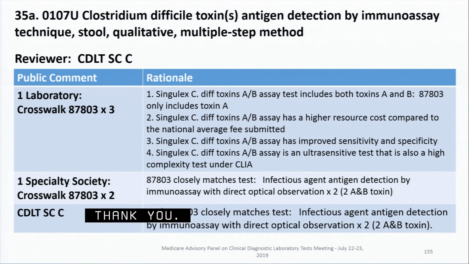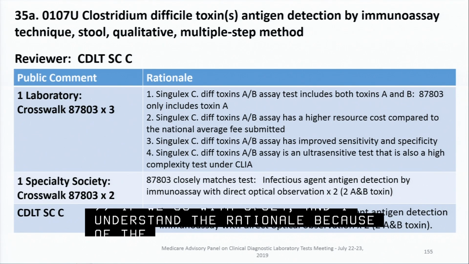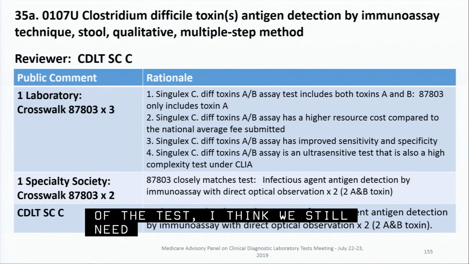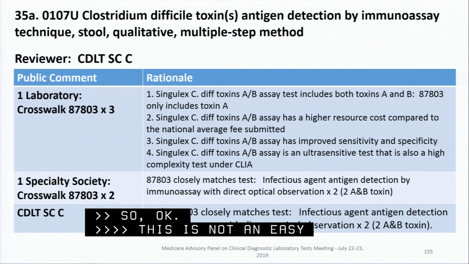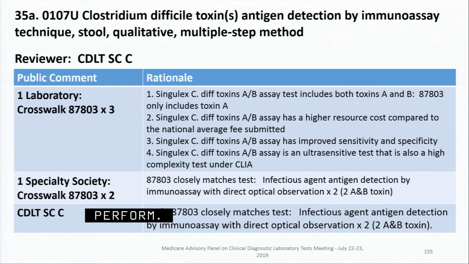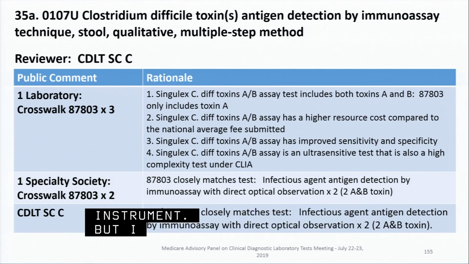Dr. Carroll? So if we go with 87324, and I understand Dr. Veselski's rationale because it is a C. diff test, I think we still need to apply the multipliers because of the complexity of the test. This is not an easy test to perform. There's daily and weekly maintenance that's pretty significant, and there is a sample prep step prior to loading it on the instrument. But I agree it's not an optical immunoassay because the machine does the interpretation of the results.